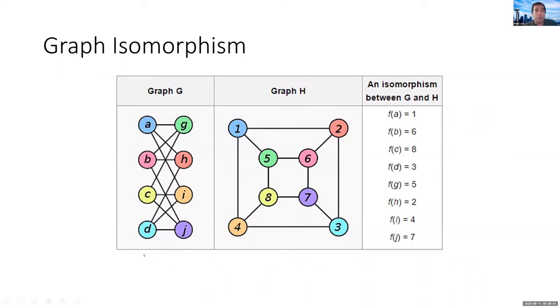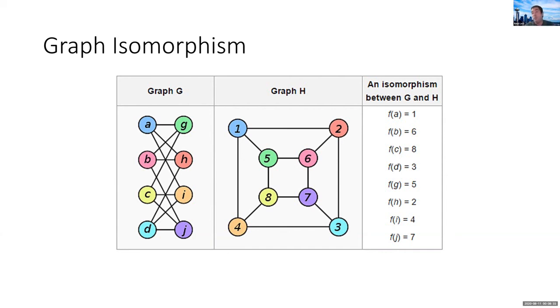So given two graphs, G and H, we want to test whether they're isomorphic. This means that there is a bijection, a function that maps the vertices of G to the vertices of H, such that every edge of G is mapped to an edge in H and every non-edge of G is mapped to a non-edge in H. So this was the definition of graph isomorphism.